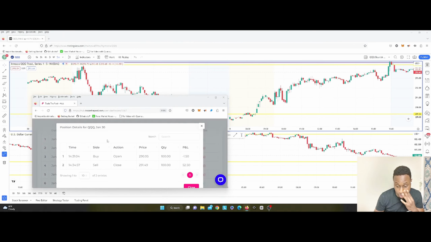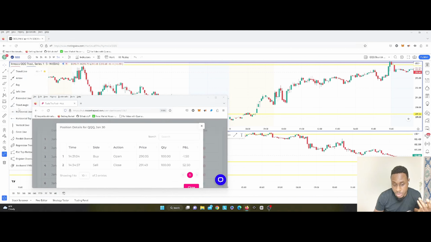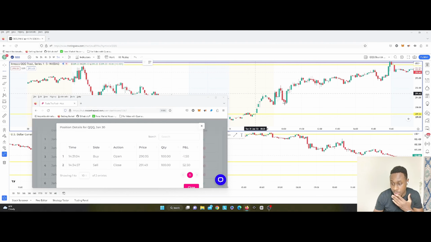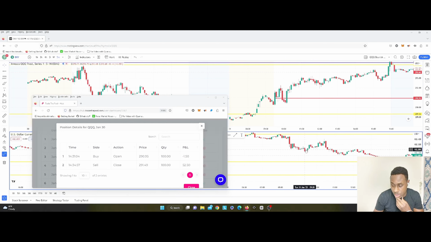So the first trade was at 9:31. At 9:31 the market is open 1 minute so far, and on this candle I entered at 290.95. Looking at the dollar, you could see it kind of breaking down pre-market.